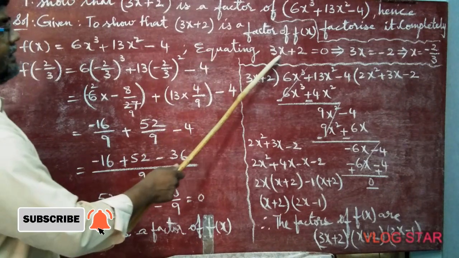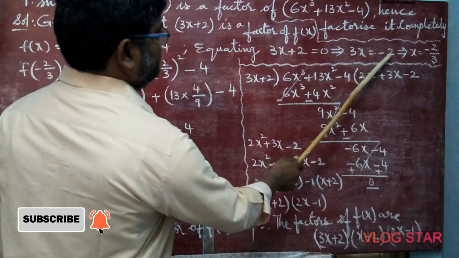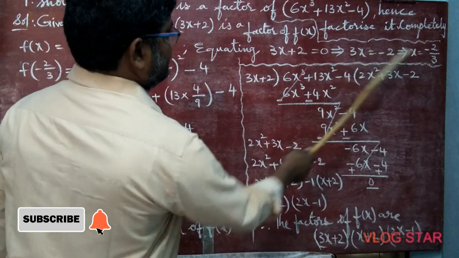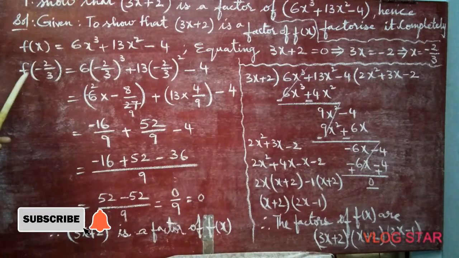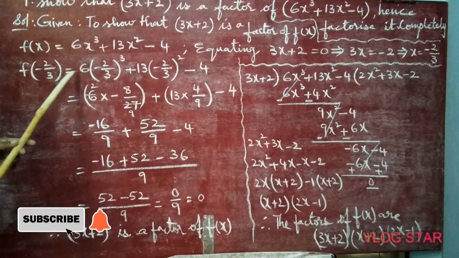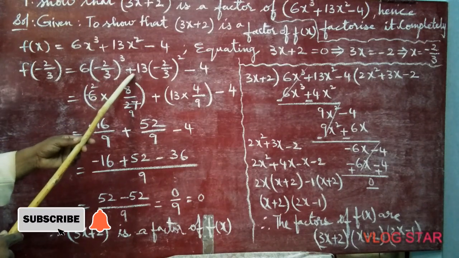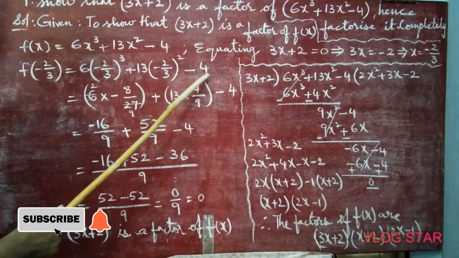Now equating 3x plus 2 is equal to 0. Plus 2 goes to the right side, minus 2, and multiplication goes to division. So x is equal to minus 2 by 3. Now substituting in the place of x, f of minus 2 by 3 is equal to 6 into minus 2 by 3 whole cube plus 13 into minus 2 by 3 whole square minus 4.